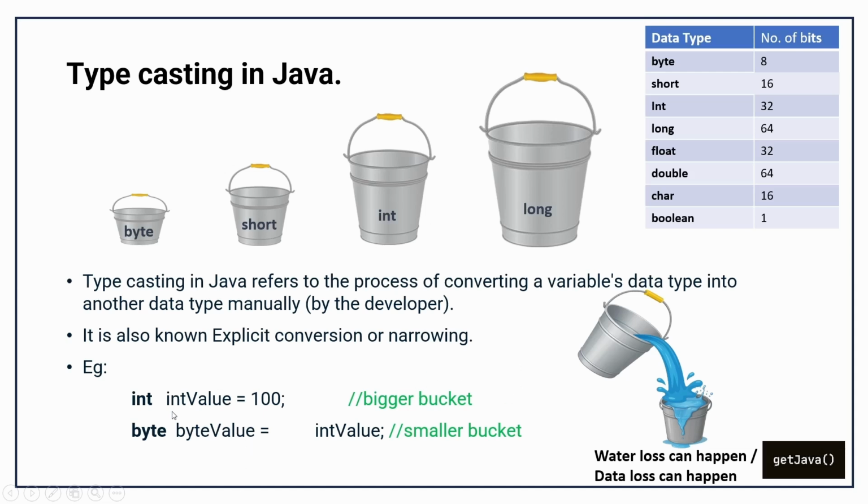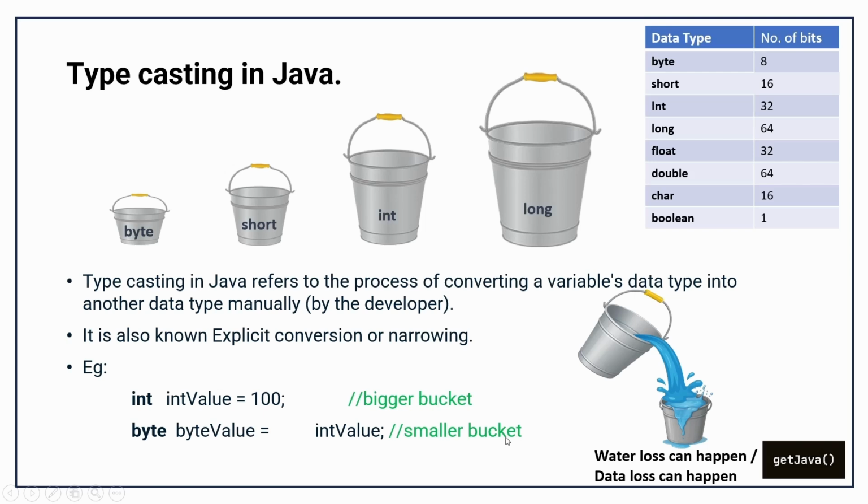Suppose I have a variable of int data type and it is having 100. The variable is storing 100. This can be considered as bigger bucket, and the second data type is byte, and in byte I am trying to store this int value. So obviously int is having capacity up to 32 bits and byte is having capacity up to 8 bits. I am trying to store int value inside byte data type variable. So what I am trying to do, I am trying to store data from bigger bucket to smaller bucket.